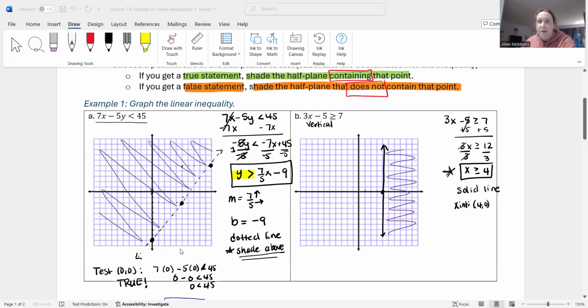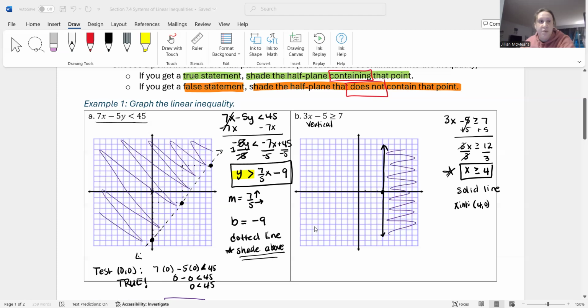We used a dotted line to connect our points because we had a strict inequality, and we decided we needed to shade above the line because we tested the origin. So we looked to see what happens when we plugged in 0, 0 for x and y. We got a true statement that told us to shade above the line. Let's see if Desmos can verify our work.